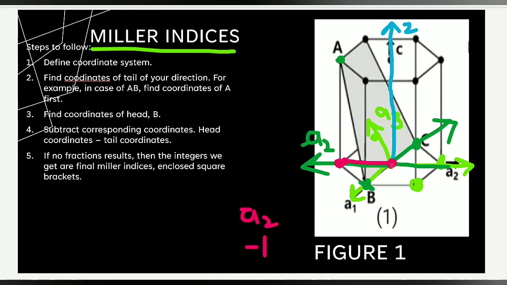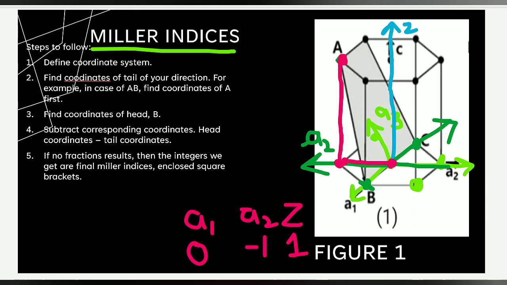So yeah, I travel minus one unit along A2 direction, and from this point onward, I have to move one unit along Z direction. One unit means to the other corner of the unit cell, and point A is the other corner of the unit cell, okay? I have to move one unit along positive Z direction to reach point A. So in Z direction, I have to move positive one unit, and in A1 direction, I didn't need to move any units, so it will be taken as zero for A1 direction. So you can see here, the coordinates of point A is 0, minus 1 and 1.